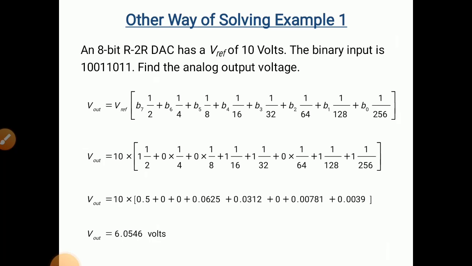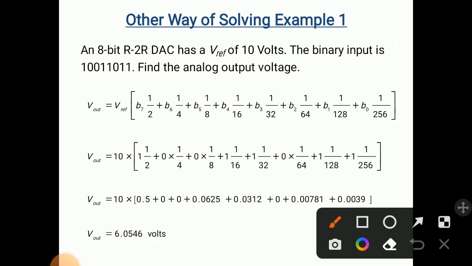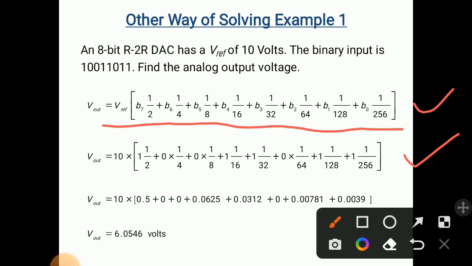There is another way of solving example 1. The same example can be solved with the help of this formula. You have to use this formula: V output is equal to V reference, and multiply every bit by 1 by 2, 1 by 4, 1 by 8, 1 by 16 up to 1 divided by 256. You only have to put in the values of the bits 1 0 0 1 1 0 1 1, and you will get the answer very easily, 6.0546 volts. This is also a simple way to solve this problem.